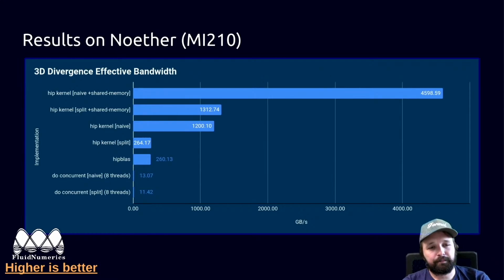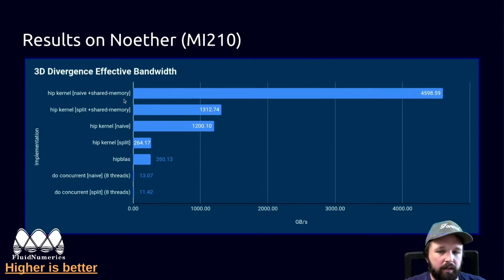Yeah, so the sustained bandwidth that I've seen from things like GPU membench is like 1.2 terabytes per second. So usually when I think about where I'm at in terms of memory bandwidth, I line that up with that on the MI210s.